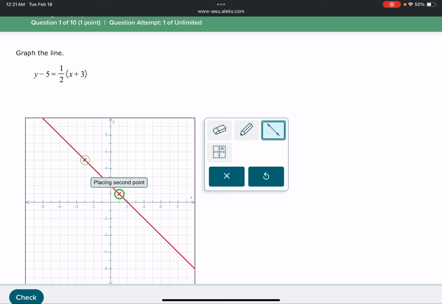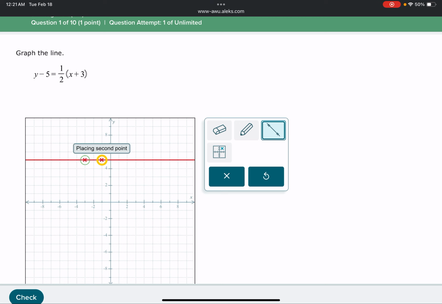And then your second dot, you're just going to use your slope. So your slope is 1 over 2. So you're going to go up 1 and then to the right 2.